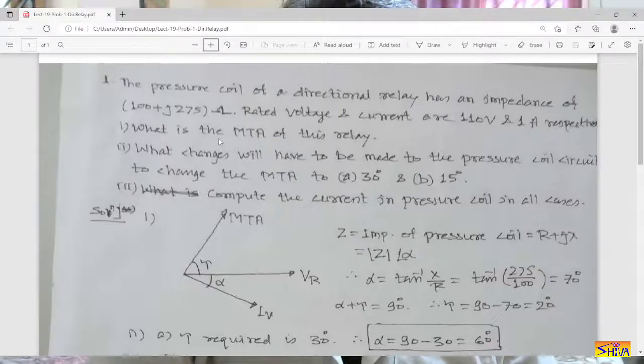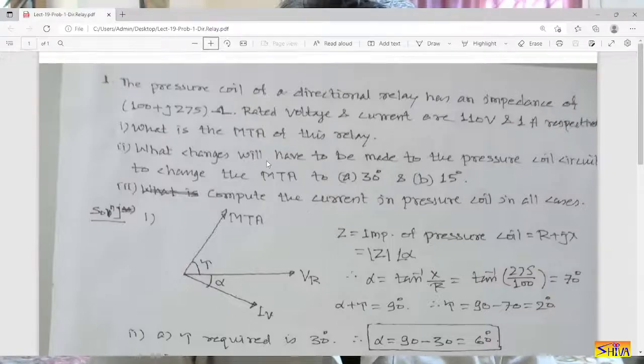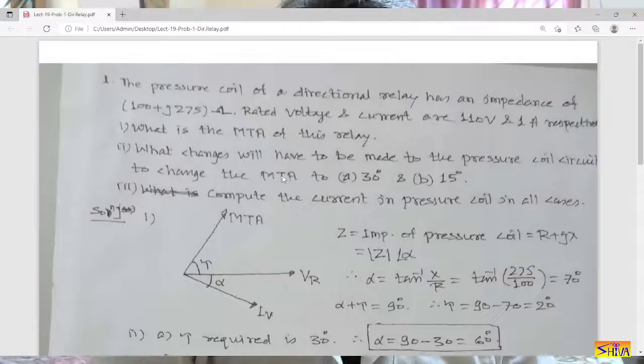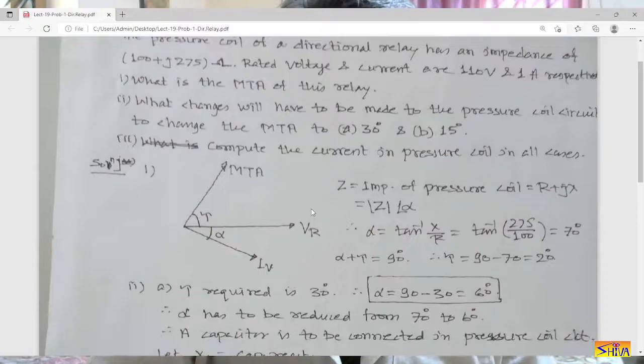First part, what is the maximum torque angle of this relay? Part 2, what changes will have to be made to the pressure coil circuit to change the maximum torque angle to first case 30 degree and second case 15 degree. And part 3, compute the current in pressure coil in all cases.